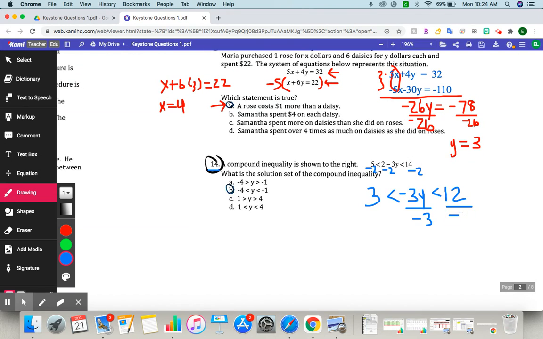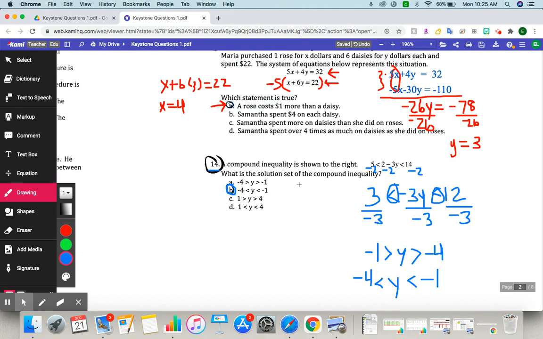And as we've said before with inequalities, if we divide by a negative, everything becomes the opposite. So this 3 becomes a negative, and then dividing by the 3 is -1. This symbol switches, and then we just have y. This symbol switches, and 12 divided by -3 is -4. So notice if we write this now from least to greatest instead of greatest to least, we'd have -4 is less than y is less than -1, and that matches up to B.